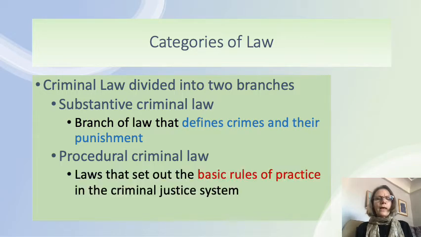Procedural criminal law is the laws that set out the basic rules of practice in the criminal justice system. While substantive criminal law will tell us what the elements of the crime are, the actions somebody has to engage in to be found guilty of a particular crime, procedural criminal law is telling us that when you are working your way through the criminal justice system, there are certain procedures that need to be followed. So there are certain rules of evidence, the way that it can be collected, and if it's not collected in that way, then it cannot be admissible in court. There are rules regarding arrest, seizure of contraband, the right that you have to counsel, and when that right to counsel begins. And we'll be learning about procedural criminal law later in the semester in more detail. And so substantive criminal law defines crime and punishment, and procedural criminal law tells us about the rules governing the criminal justice process. So let's apply some of these concepts in the next slide.